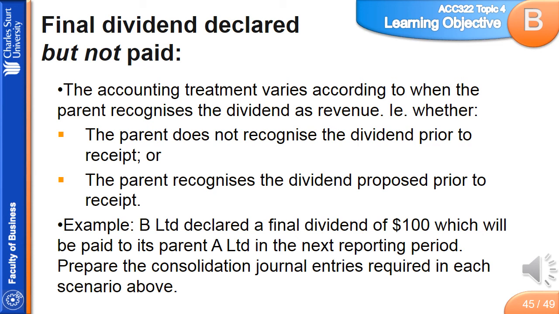So we'll look at an example now over this slide and the next, where B Limited declared a final dividend of $100 which will be paid to its parent A Limited in the next reporting period, and we need to prepare the consolidation journal entries to account for that. So we'll look at that, and we'll look at what's going on in the parent and subsidiary's accounts as well.